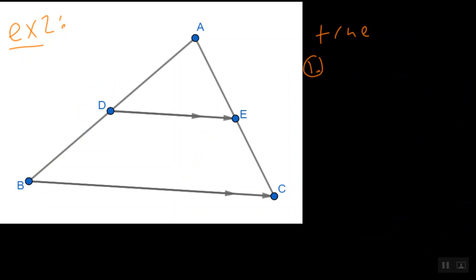Oh, and by the way, what do I know here? I know that there's this little arrow right there, and that little arrow right there. There's also two arrows right there. Well, this is telling me that DE is parallel to BC. And remember, what is so important about that?